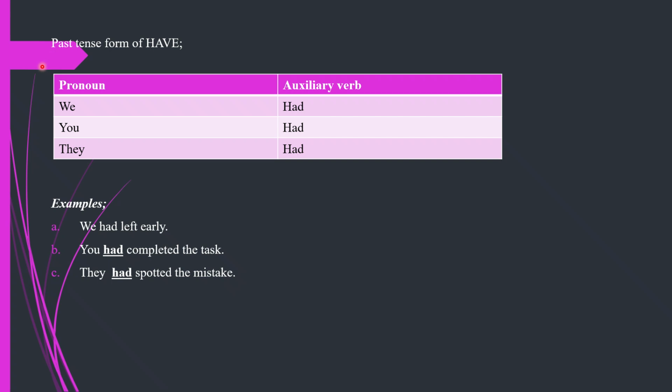Then in the past tense, we, you, and they use the auxiliary verb had, so that you say we had, you had, or they had. In sentences, you can say we had left early. You can say you had completed the task. Then you can also say they had spotted the mistake. You can pause the video, then give more examples or study more on what we have just talked about.